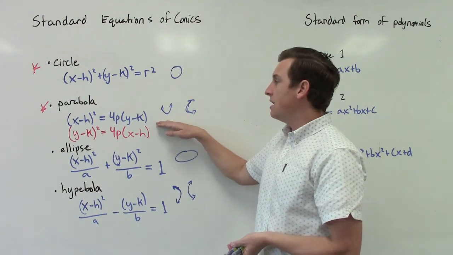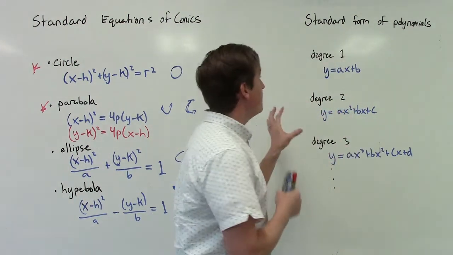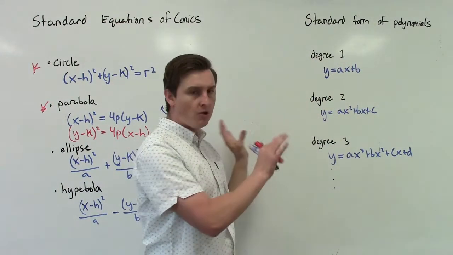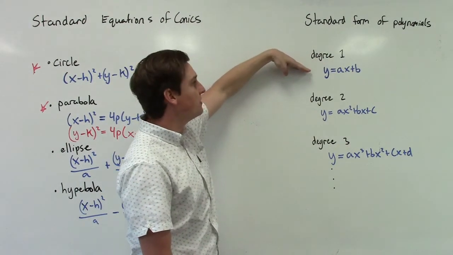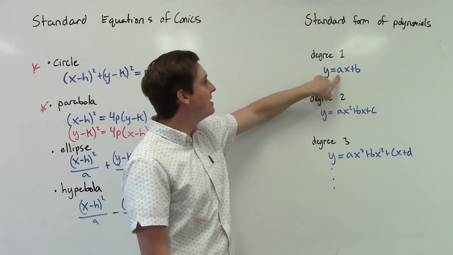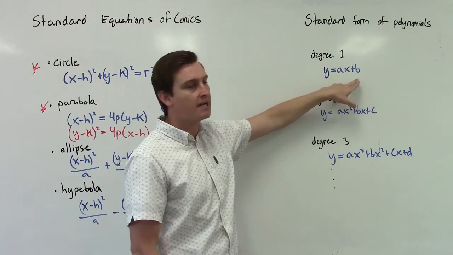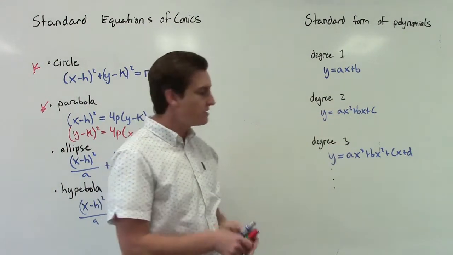Okay. Let's take a look at the other side here. Standard form of polynomials. Now this is a completely different family. These guys don't have a whole lot to do with each other. Here we can see a degree 1 polynomial. That's like a linear equation. A lot of times we use an m for this, but the idea is that we have the x term first and the constant term second. This is a degree 2 polynomial, or what we like to call a quadratic.